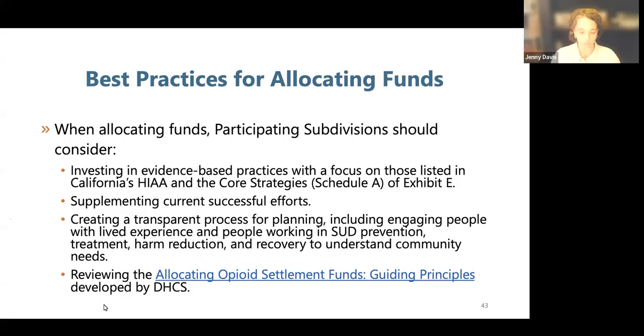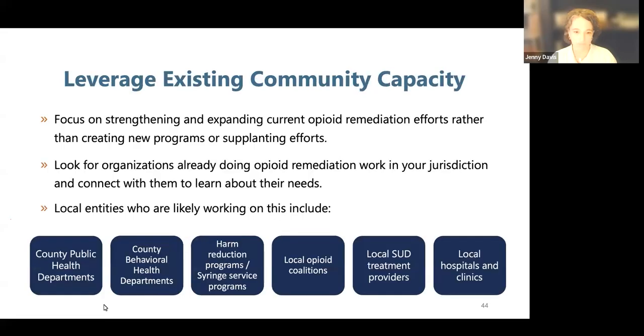We also have a resource that's linked here that goes into a little bit more on how you can think about these settlement funds and where to properly place them in your community. Next slide.